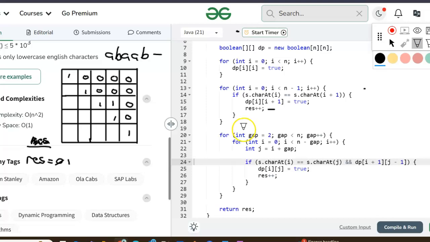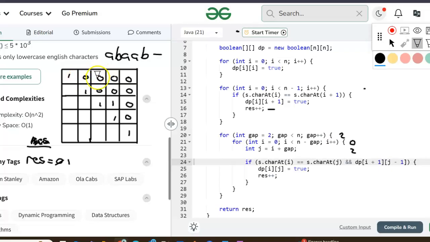All right. So again, we look at gaps of 2. So gap starts out at 2. i starts out at 0. j is i plus gap, which is 2. So we can look at 0, 2. Is 0 equal to 2? At index 0, A and A, yes. And then we look at the intermediate string and see, is that a palindrome? dp[i+1][j-1].